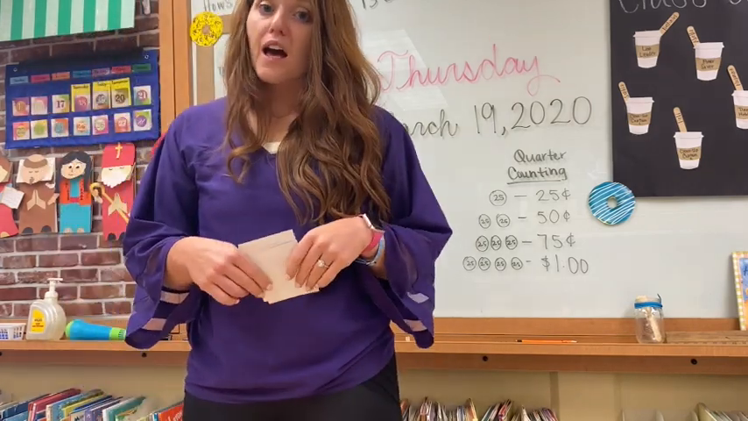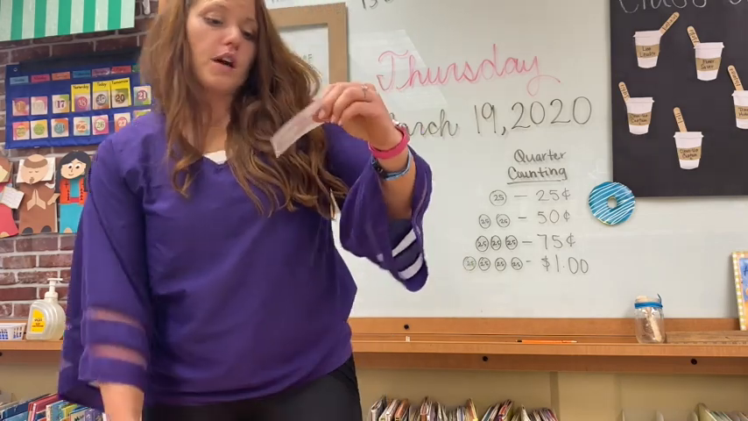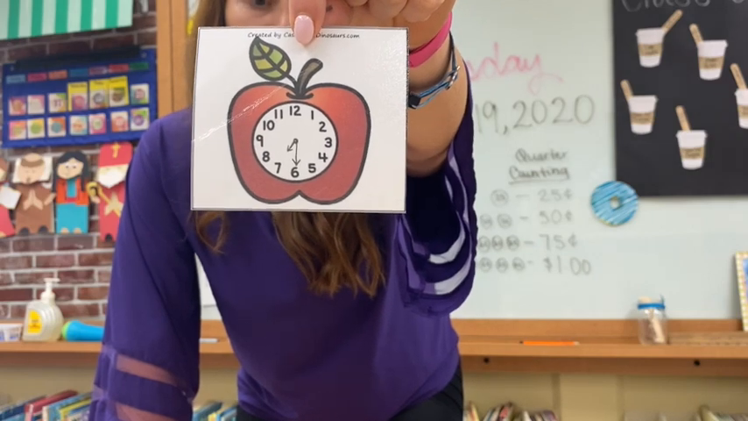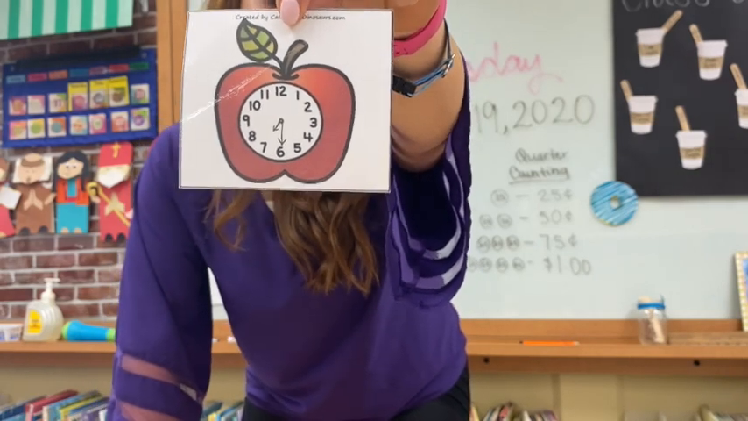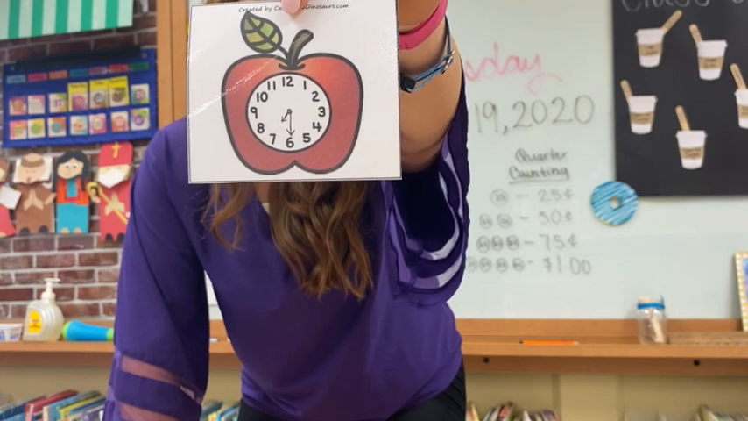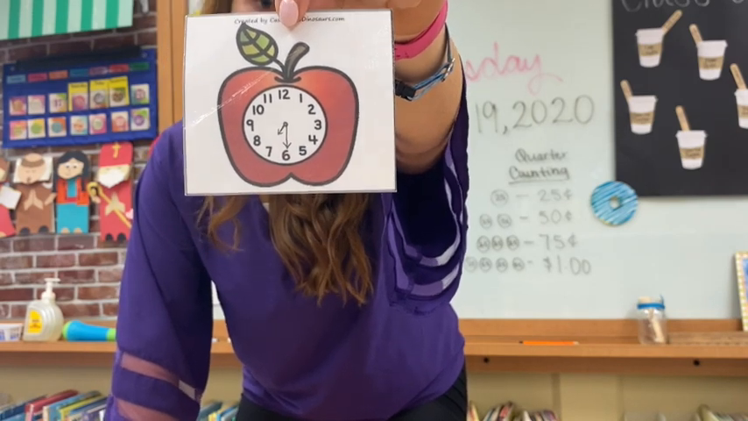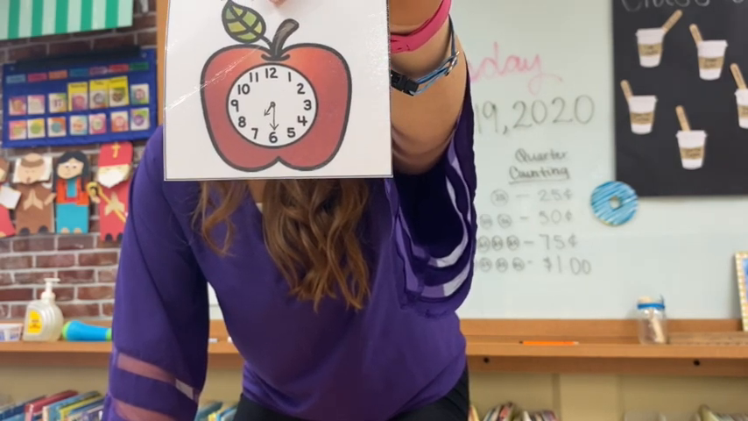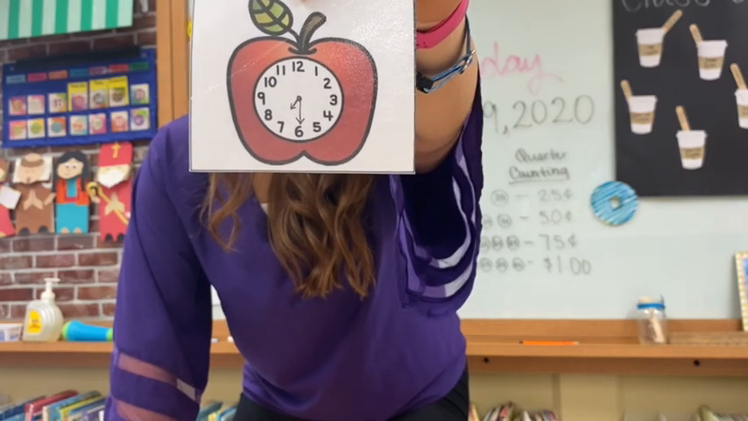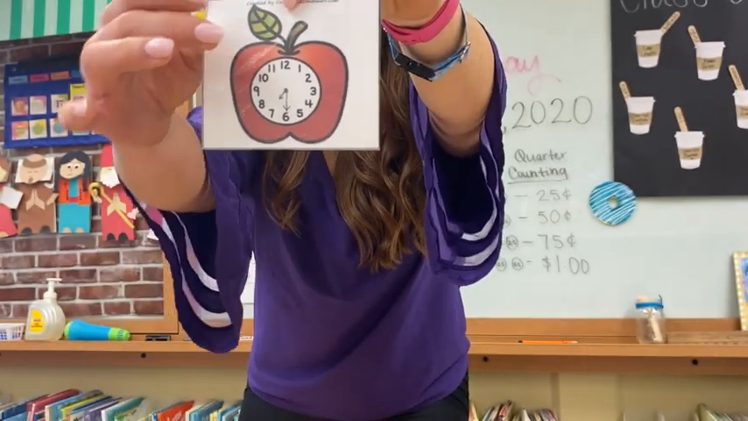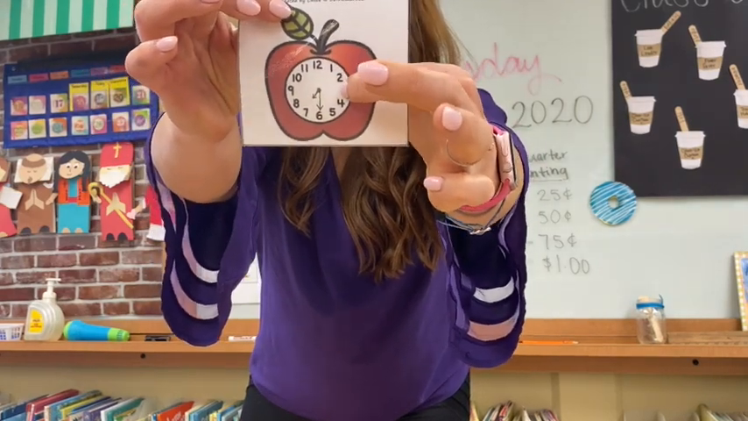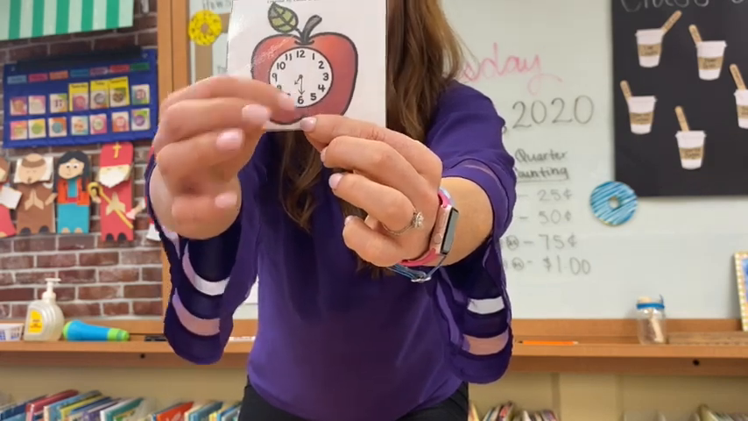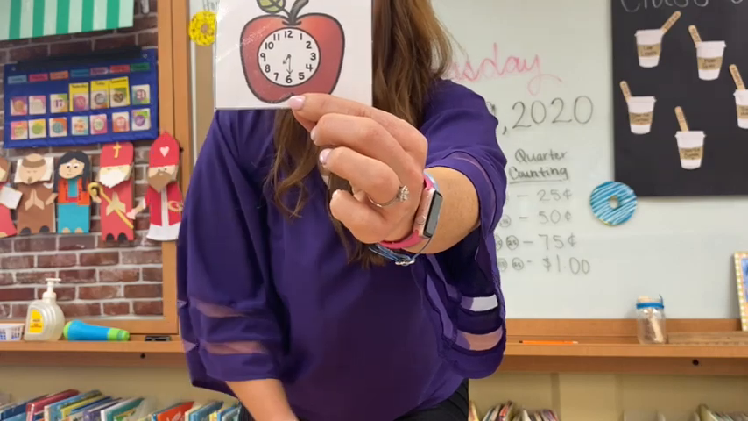Have you been practicing your times? Can you tell me what this time is? Look at where the little hand is pointing. Now look at where the big hand is pointing. If you said 7:30, you're right. Because to count by fives, 5, 10, 15, 20, 25, 30. 7 is the hours, 30 minutes. 7:30.